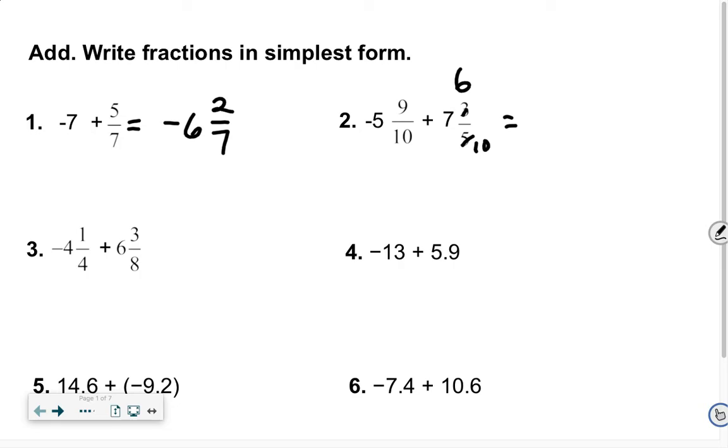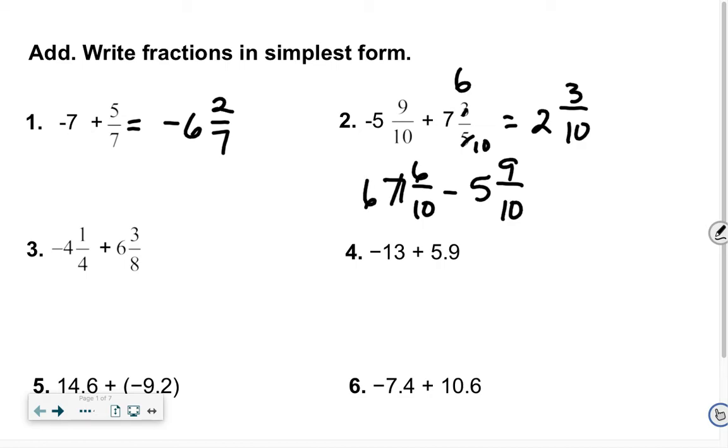What is the correct answer to number 2? Gabriel says 2 3/10. Do you agree with him? Yes. I've got some disagreements there. Do we agree we have 7 6/10 minus 5 9/10? Yeah.